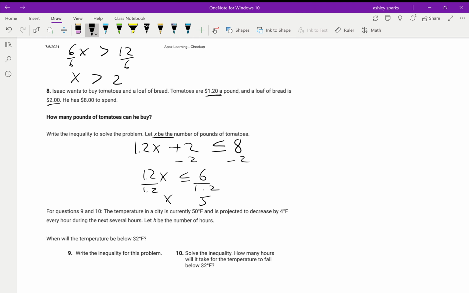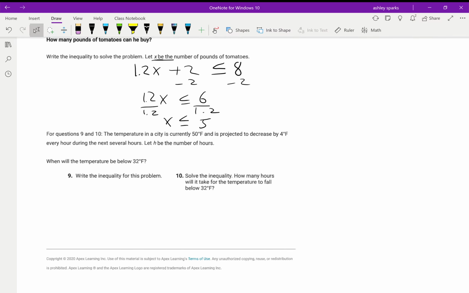You still care about positive or negative in this situation. So that 1.2 was positive. I haven't had to switch my sign here. So I can buy 5 pounds of tomatoes if I want to with my $8 if I'm also buying a loaf of bread.